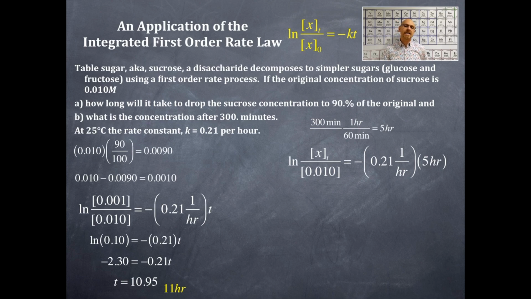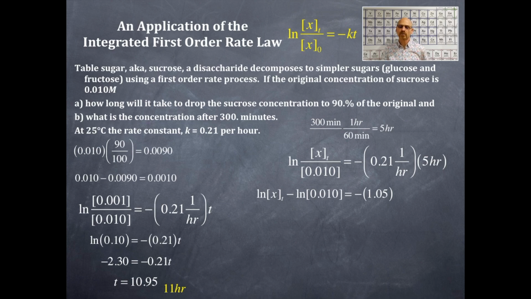Now, this is another thing that I brought up when I introduced the integrated first order rate law in the previous lecture. You need to know, all the way back from Algebra 2, or maybe even pre-calculus, how to deal with the natural logarithm. So the natural logarithm of x of t divided by 0.010 is actually a subtraction problem. That division problem becomes a subtraction problem, and that's what we're going to do right here.